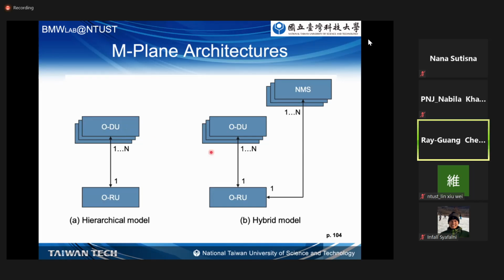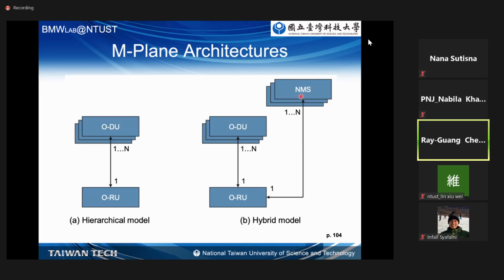M-plane has two architectures: a hierarchical and a hybrid architecture. The major difference is here you can see the NMS. Actually, this is the network management subsystem. Actually, this is the ORAN interface. The SMO, we will talk about on Thursday.